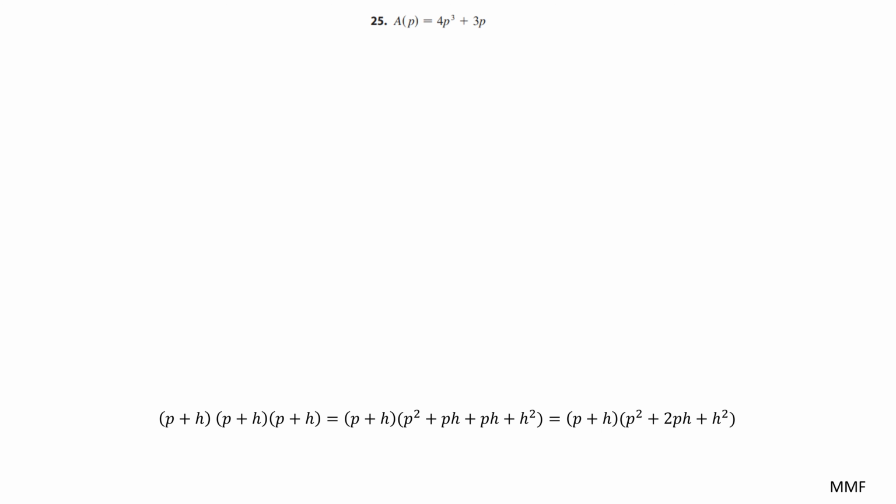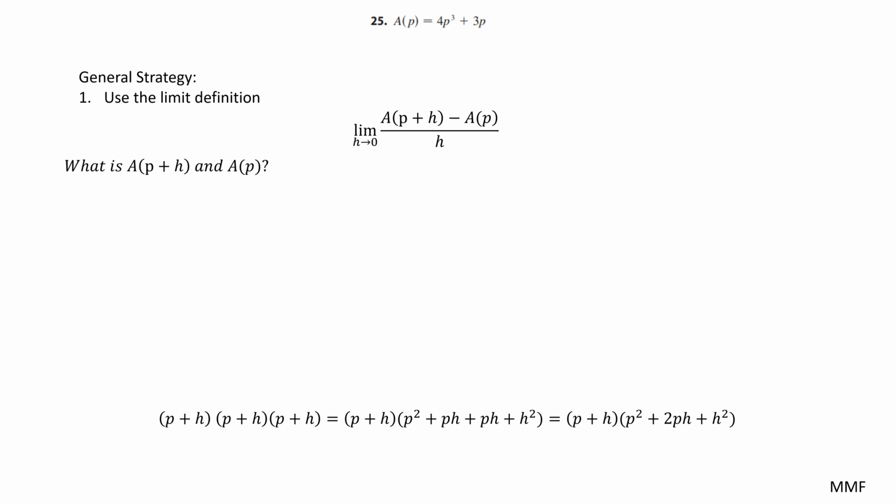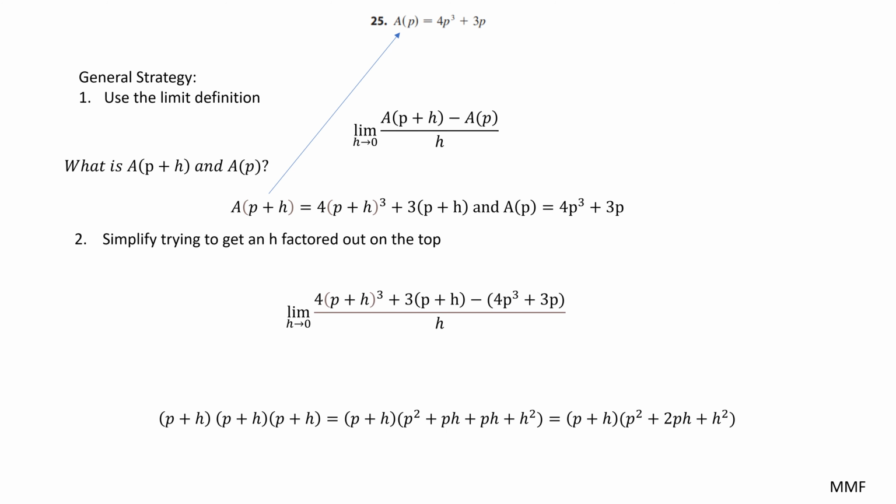All right, so first of all, I messed up on the slide because it's reviewing the end. Oops. All right, but first of all, what is A of p plus h? Well, we're literally putting in p plus h everywhere where we see p in the original expression. So we end up with 4(p plus h) cubed plus 3(p plus h). And the A of p, well, that was given.